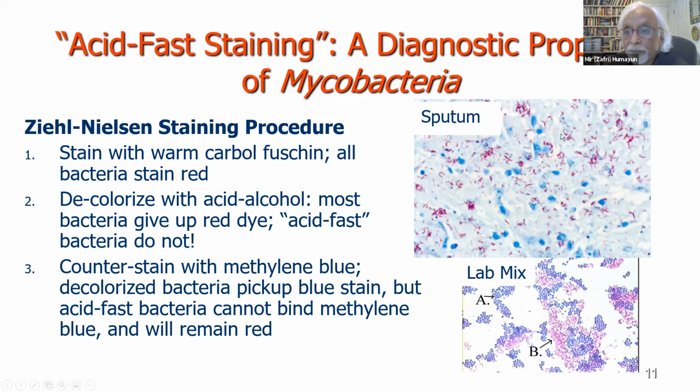of such organisms. What is shown at the bottom is a lab mix for the purpose of demonstrating acid-fast staining. In this case, two different kinds of bacteria have been mixed together. One is acid-fast, the other is not acid-fast. And at the end of the Ziehl-Neelsen staining procedure, you see some cells are pink, the others are blue.